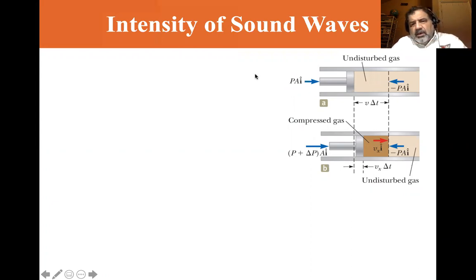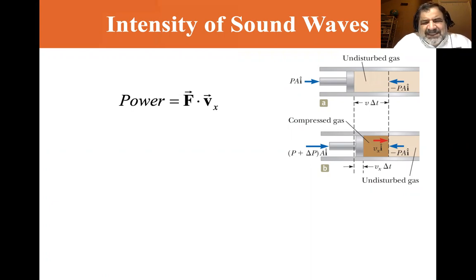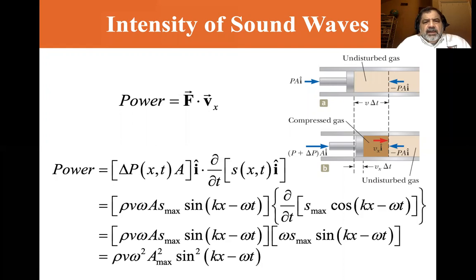So here again, we have our piston that we've seen throughout these lectures, and power is equal to the force times the velocity in the x direction. The velocity is distance divided by time. So force times distance divided by time is power. Force times velocity is the same as force times distance divided by time.